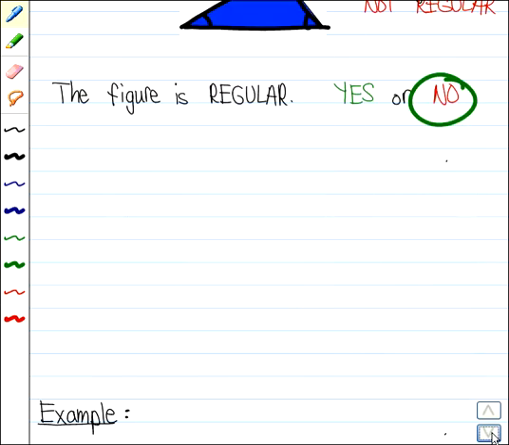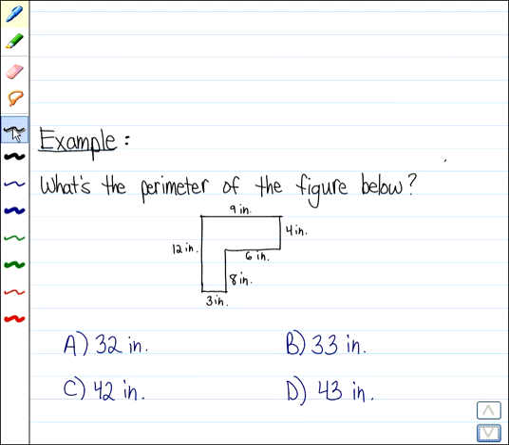Okay, good. Let's take a look at another example question here. This one asks us to find the perimeter. So it says, what's the perimeter of the figure below? Now remember, perimeter equals the distance around an object. So we're going to do each side.